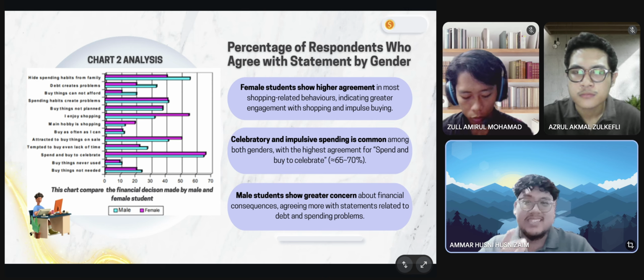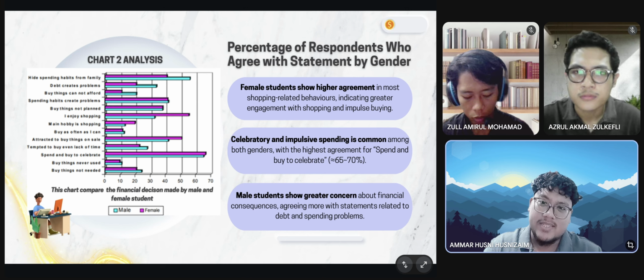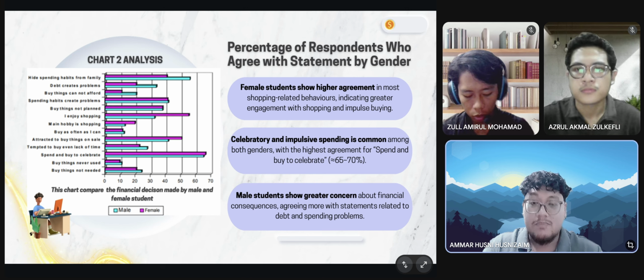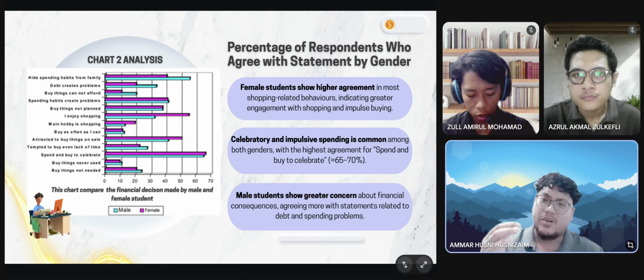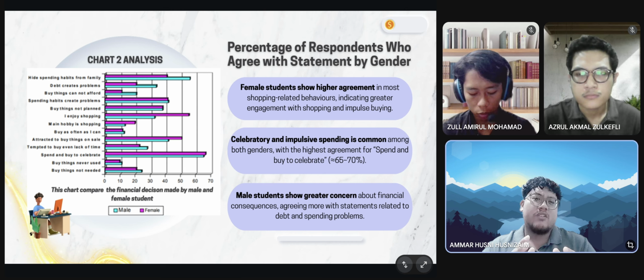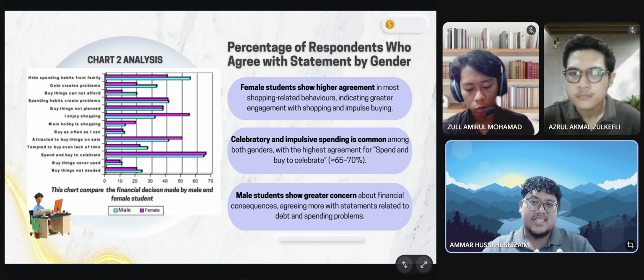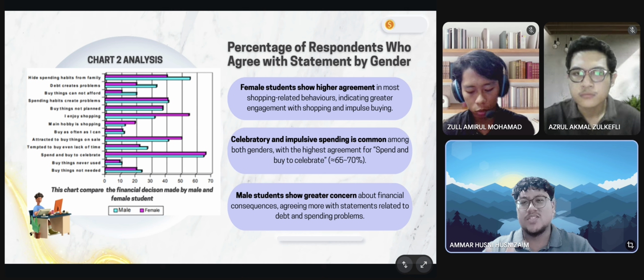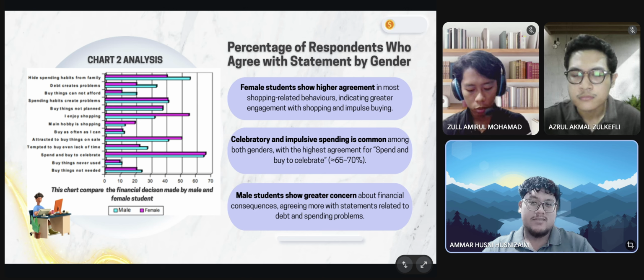Overall, the data highlights that both male and female students exhibit behaviors that can influence their financial situation, but in different ways. Female students appear more inclined towards shopping related activities, while male students show stronger concern for financial risk and consequences. These patterns suggest that financial problems among students are not caused by a single behavior, but rather by a combination of attitudes, habits, and limited financial knowledge.